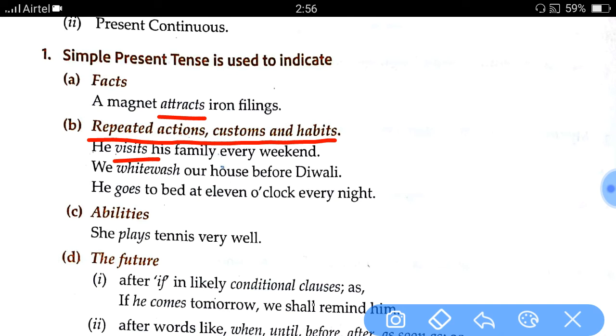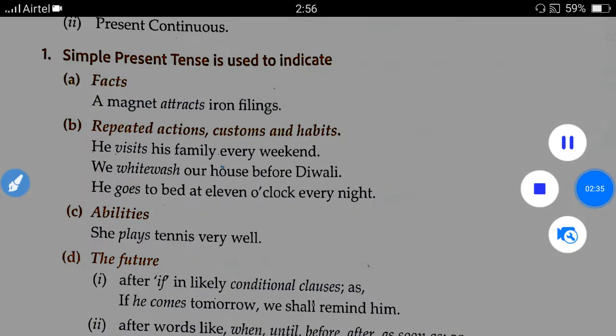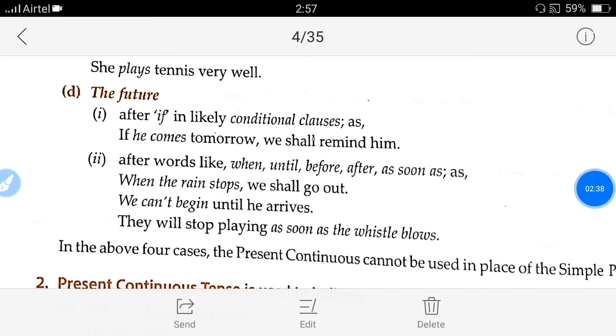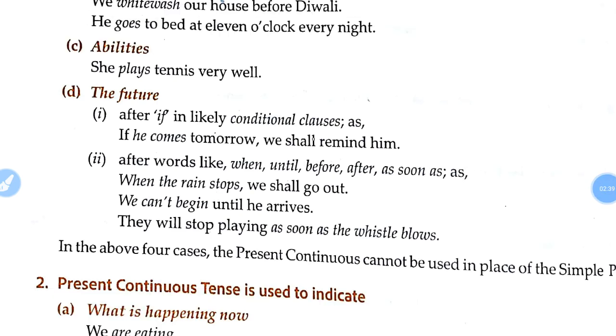Now, the third one is abilities. To use that, we say she plays tennis very well. That means it's a capability of that person. She is able to. She plays tennis well. That is, plays.